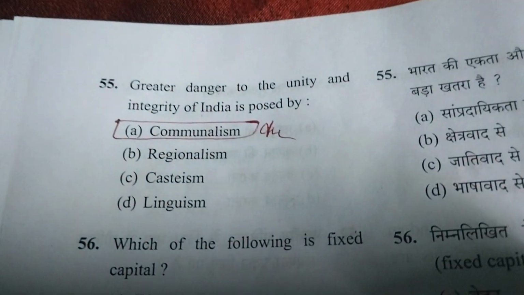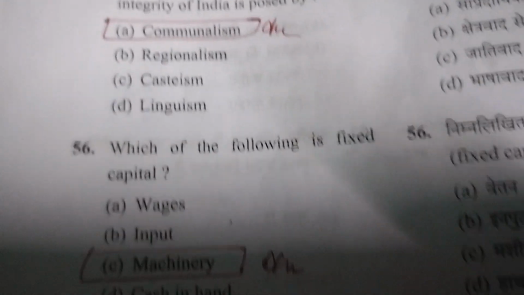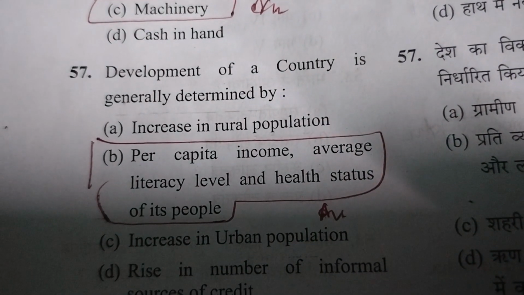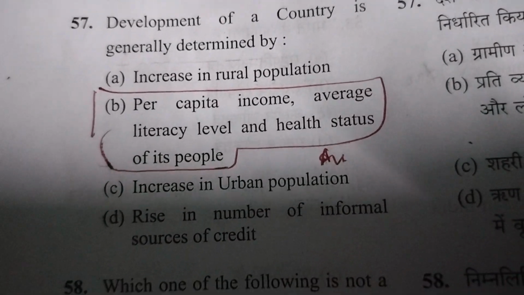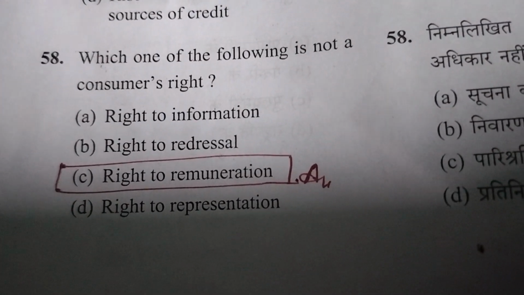54. Method of proportional representation is followed in India in the election of D. President. 55. Greater danger to the unity and integrity of India is posed by A. Communalism. 56. Which of the following is fixed capital? C. Machinery. 57. Development of a country is generally determined by B. Per capita income, average literacy level, and health status of its people. 58. Which of the following is not a consumer right? C. Right to remuneration.